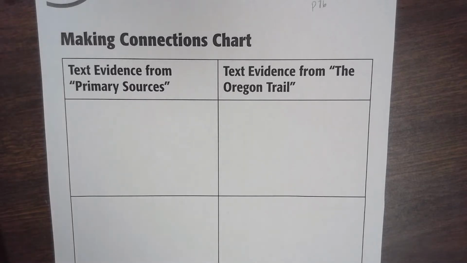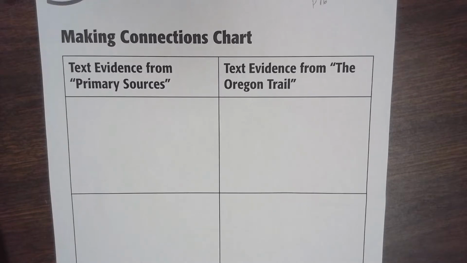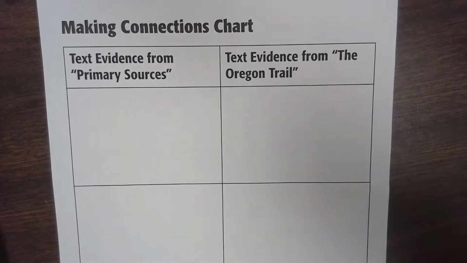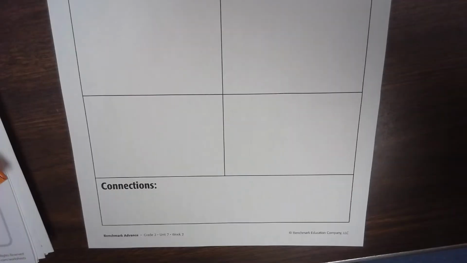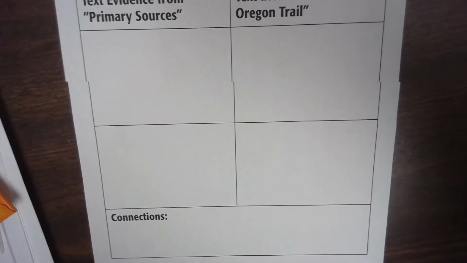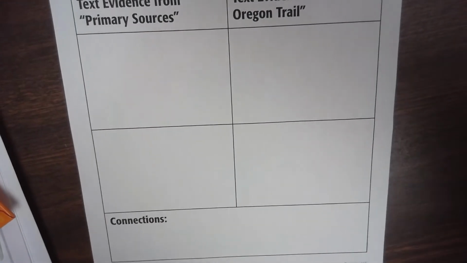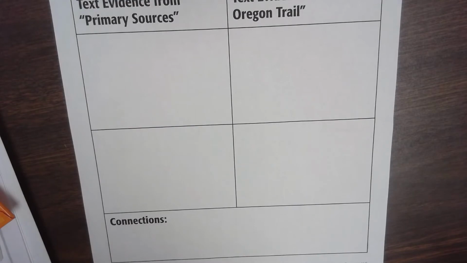Hi everyone, today we are going to make some connections between our two stories' primary sources and the Oregon Trail. We are going to use text evidence from both of these readings to compare and make a connection between both of these texts. So today we are going to be making a text-to-text connection.